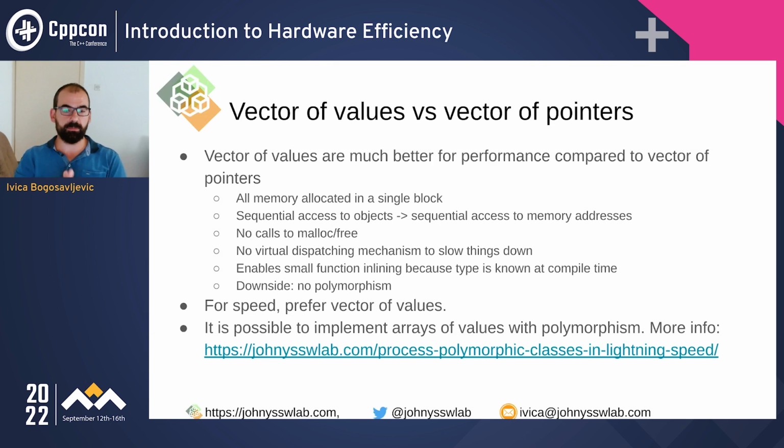This is not related to memory, but if you don't have calls to malloc and free, your program will most likely be faster. You don't have a virtual dispatching mechanism to slow things down. Because you're using a vector of values, the compiler can inline small functions because the type is known at compile time. But the downside is no polymorphism. If you're interested in speed, you should use a vector of values, because a vector of pointers does not guarantee the memory layout.